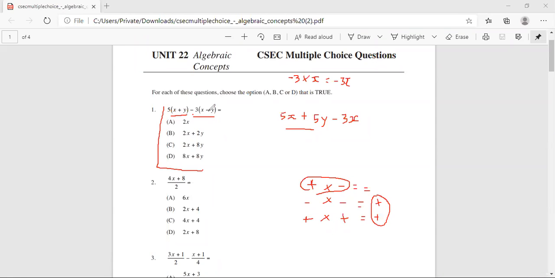Right? So here we're supposed to get a positive 3y. Then we group them now. We group the y and group the x. So when we group the y, we get 5y plus 3y. What do we get? 8y. Then we have 5x minus 3x. You got to group them, remember? 2x. So which one is the answer there? C.